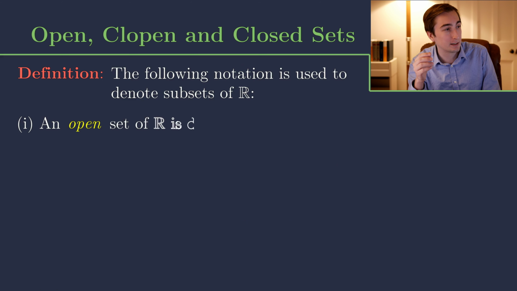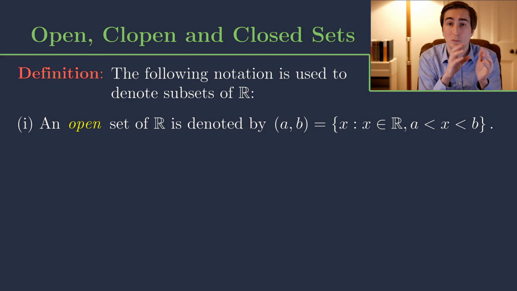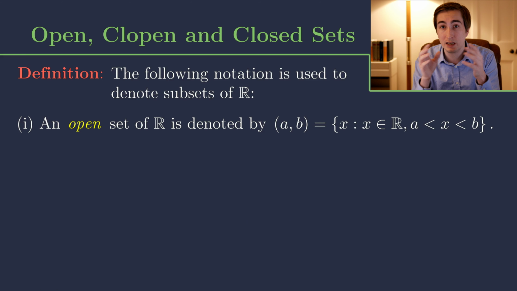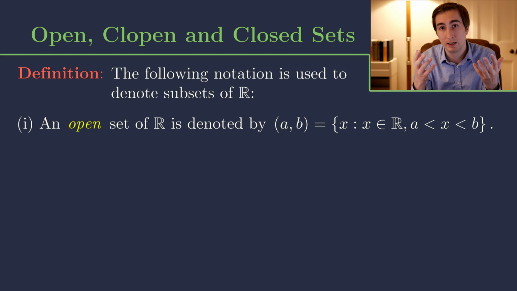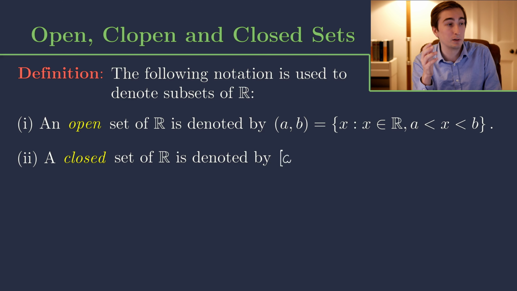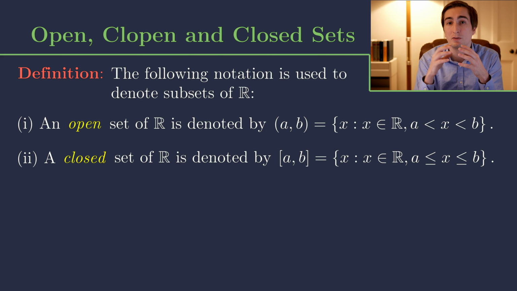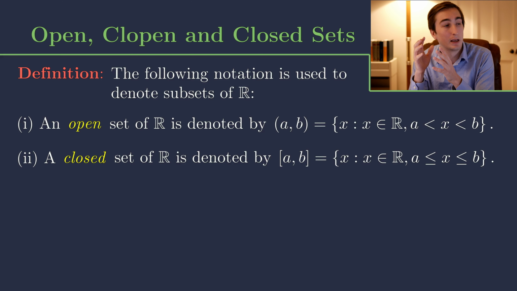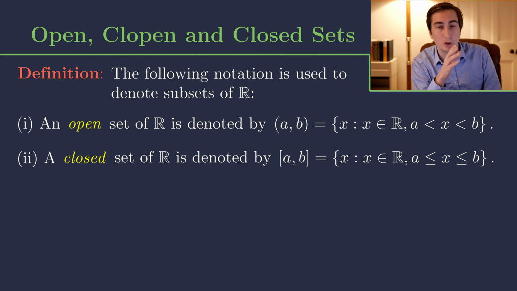We say an open set is effectively this open bracket (A, B), and we denote that by the set of numbers in the reals such that they're between the numbers A and B, but they can't take the values of A and B themselves. Then naturally that leads to the idea of a closed set, which is denoted using closed brackets. That's exactly the same as the open set, apart from the fact that the values in this set can actually be A and B. So we can take both the extreme points of this set.